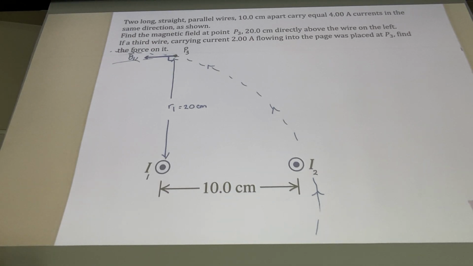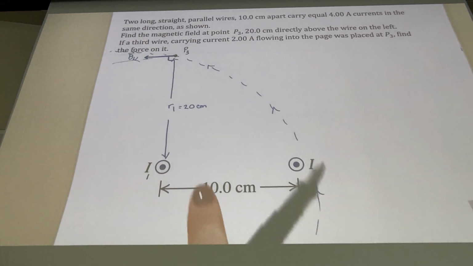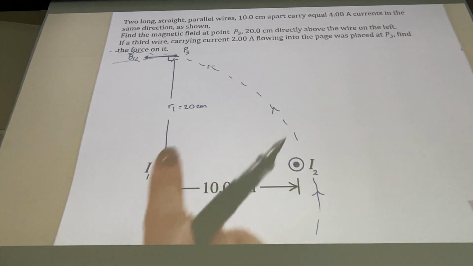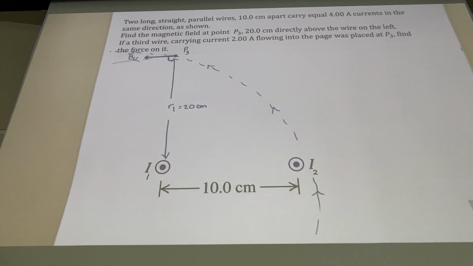One of two ways, you can go ahead and calculate your B1 now, or you could draw your B2 and then calculate them both together, do calculations at the same time. I think I'll go ahead and do the calculation for B1 now, then we'll have that done, and then we'll go ahead and do B2.